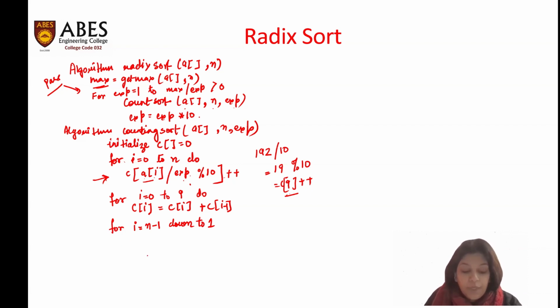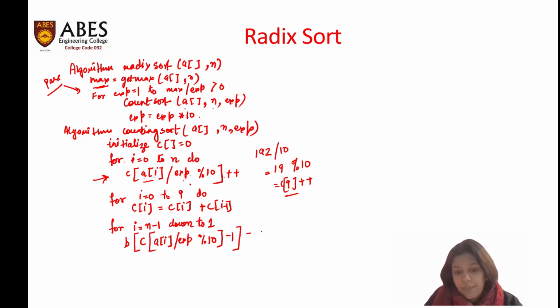Now, here what we are going to do is, we are going to take Ai, that is the value from the input array, and then we are going to divide it by the EXP that we are getting, and then we are going to take the modulus by 10, and then this value we are going to see in the counting array, and then we reduce it by 1 because the indexing starts from 0. So we are reducing it by 1, and then we are finding it out in B, right?